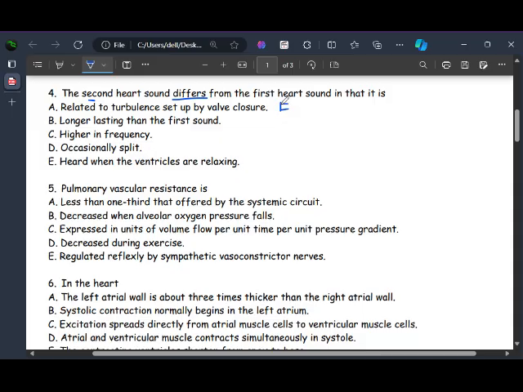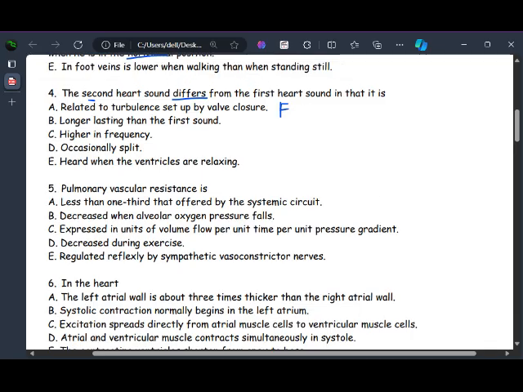They ask us for the differences between the first and second heart sound, and then you say that they are caused by turbulence set up by valve closure. That's not a difference, that's a similarity. If I ask you what is similar about the first and second heart sound, it is that they are both related to valve closure. But which valves? The first is closure of the atrioventricular valves, and the second is closure of the semi-lunar valves.